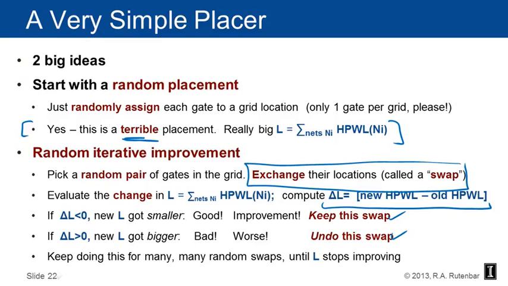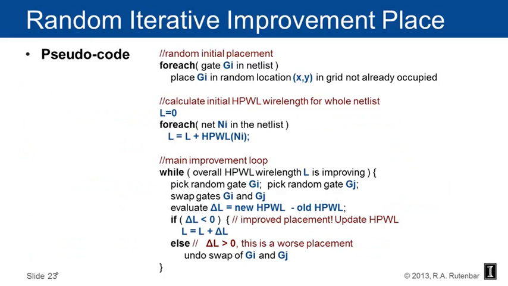You just keep doing this for many, many random swaps. Literally millions and millions and millions, maybe more, random swaps. How long do you do this? Well, you can do this until the quality of the placement stops improving, until L stops getting smaller. Or if you have a CPU time limit, you can do this for an hour, or you can do this for a day, or you can do this for a weekend, or you can do this for a week. You can do this as long as you like. But at some point, L is going to stop improving. The placement is done, and you look and you see how good it is. That sounds tremendously simple, and it is, but it actually works.